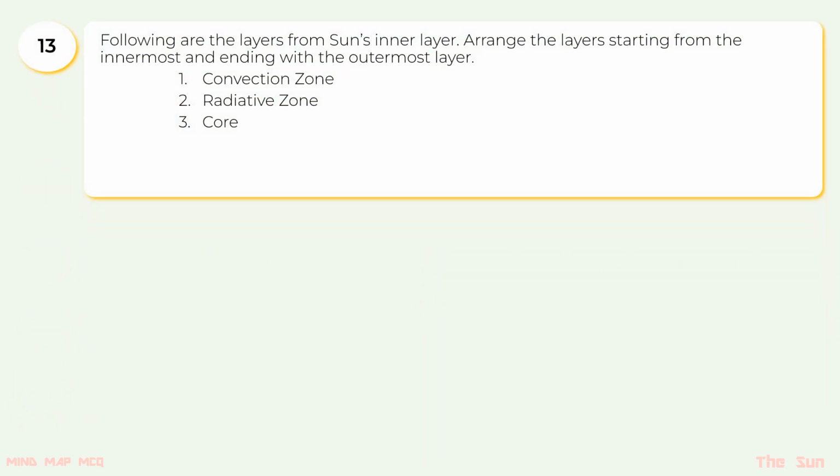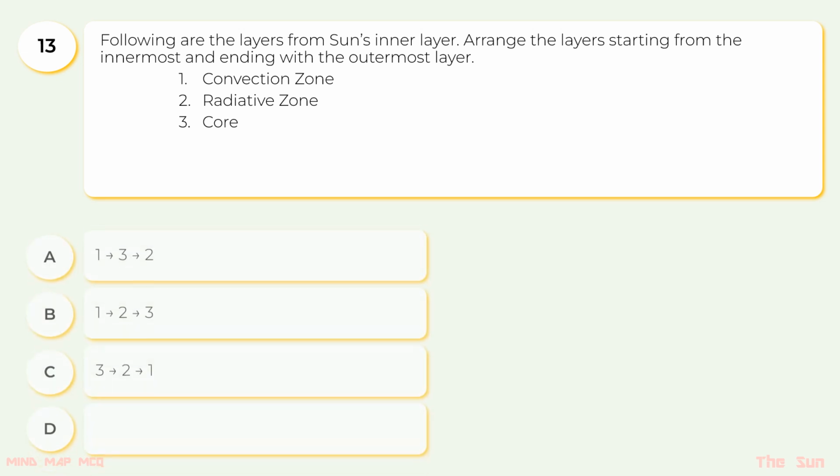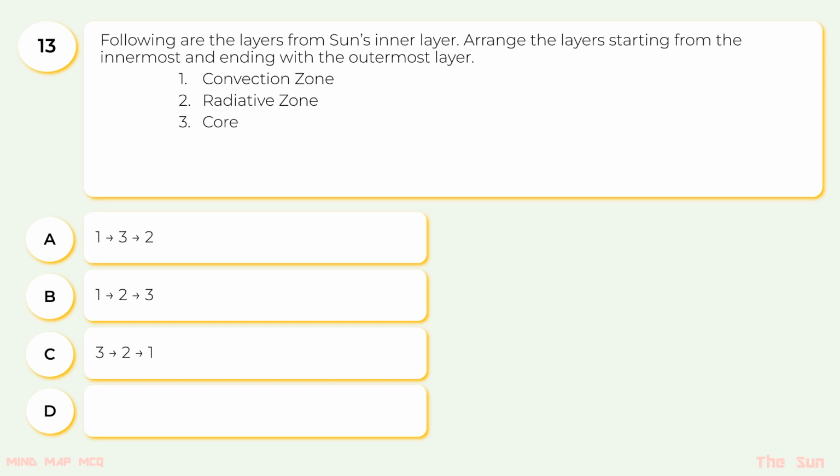Following are the layers from the Sun's inner layer. Arrange the layers starting from the innermost and ending with the outermost layer. 1. Convection zone. 2. Radiative zone. 3. Core. The options are A. 1, 3, 2, B. 1, 2, 3, and C. 3, 2, 1. And the correct option is option C, that is core, followed by radiative zone, and lastly convection zone.